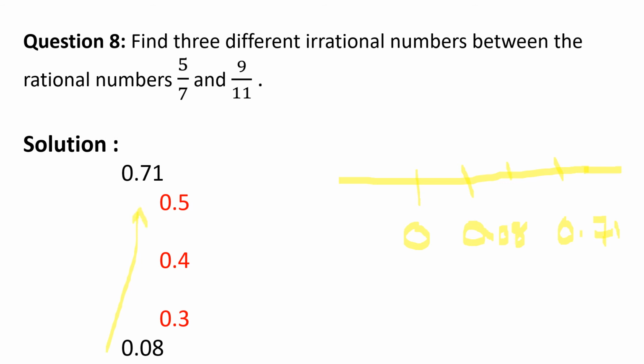So we can see that 0.5 is definitely a number that lies in between. Likewise, 0.4 is definitely a number that lies between them. I can even take 0.1, 0.2, 0.3 also. I'm just taking three numbers randomly, 0.5, 0.4 and 0.3, that lie between 0.08 and 0.71. You can take any number that lies between them. But all three numbers that we have taken have terminating decimal expansion, so definitely these are all rational numbers, right?